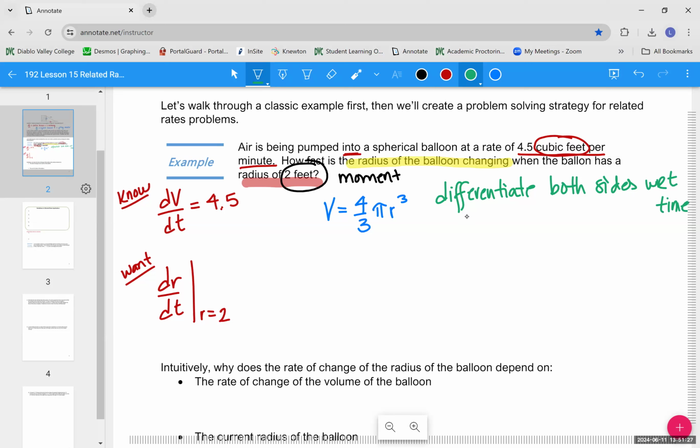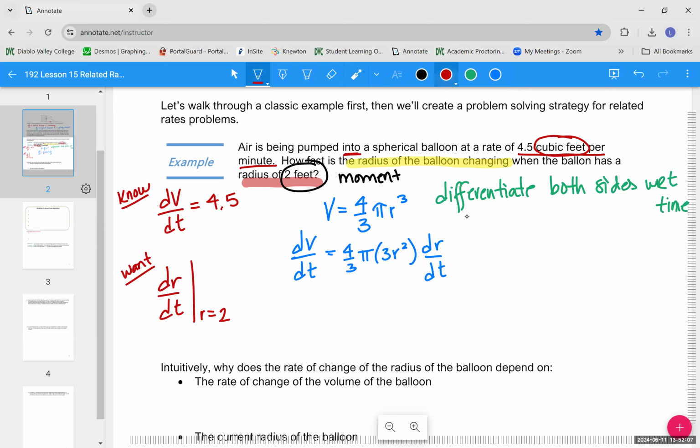Okay. So that will give me dV/dt equals 4/3 pi times 3r squared dr/dt. So it's an implicit differentiation. And every time you take the derivative of any variable, since you're differentiating with respect to time, it has to be multiplied by the d-whatever/dt. Okay. So the derivative of volume V is just 1, but then I multiply it by the dV/dt. The derivative of the r cubed is 3r squared times the dr/dt.